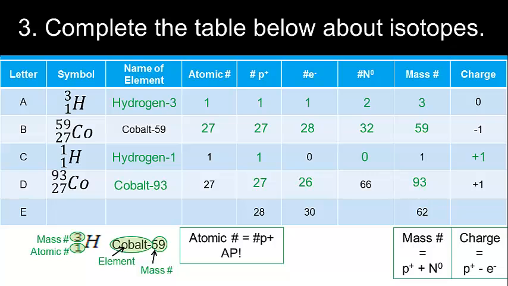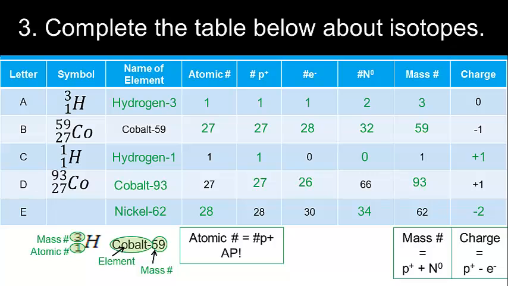Letter E. So I've got 28 protons, which means that my atomic number is 28. To figure out neutrons, mass number is protons plus neutrons. So my mass number is 62. 28 out of those 62 is going to be protons, so that means that 34 must be neutrons, because 28 and 34, when you add them together, make 62. I have 2 more electrons than protons. So if I do 28 minus 30, protons minus electrons, I get -2.